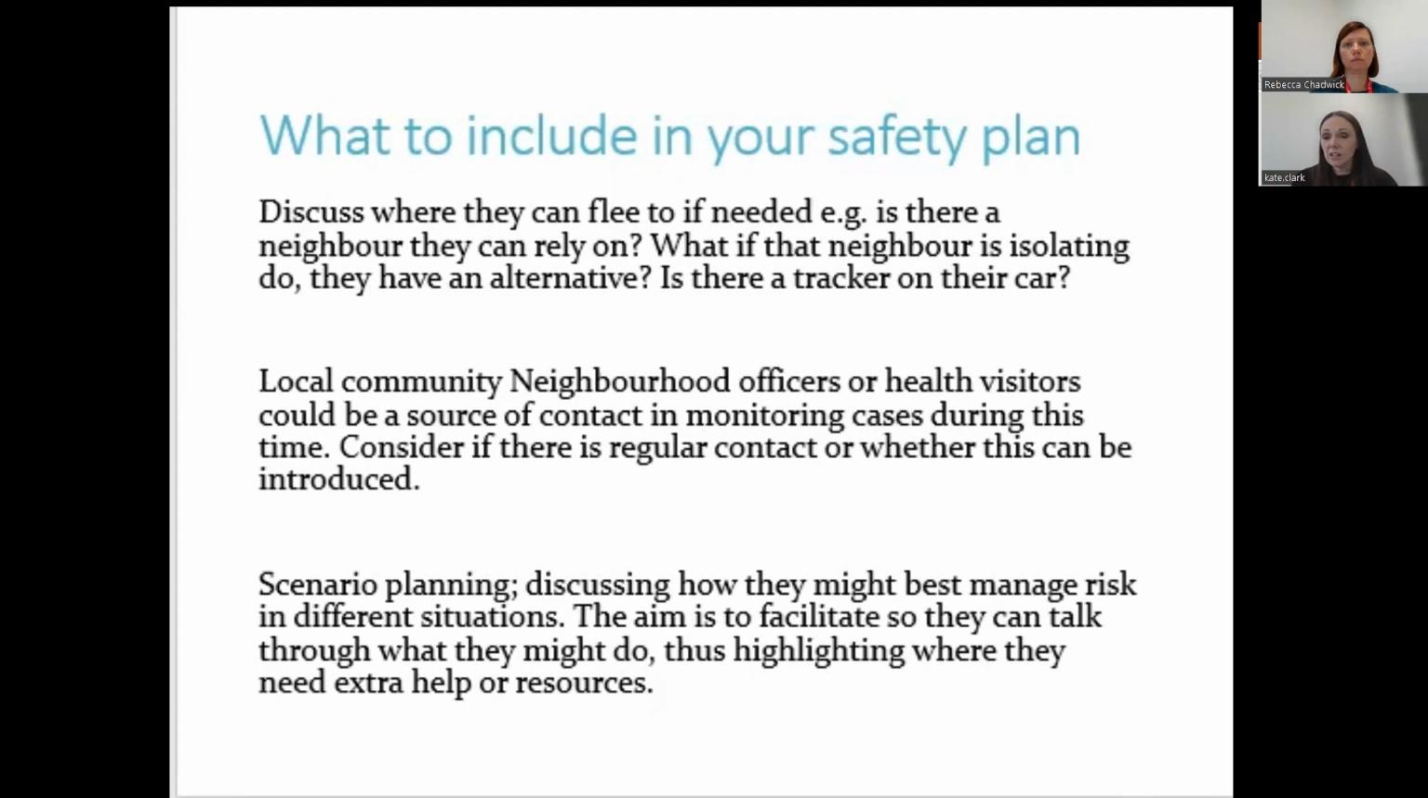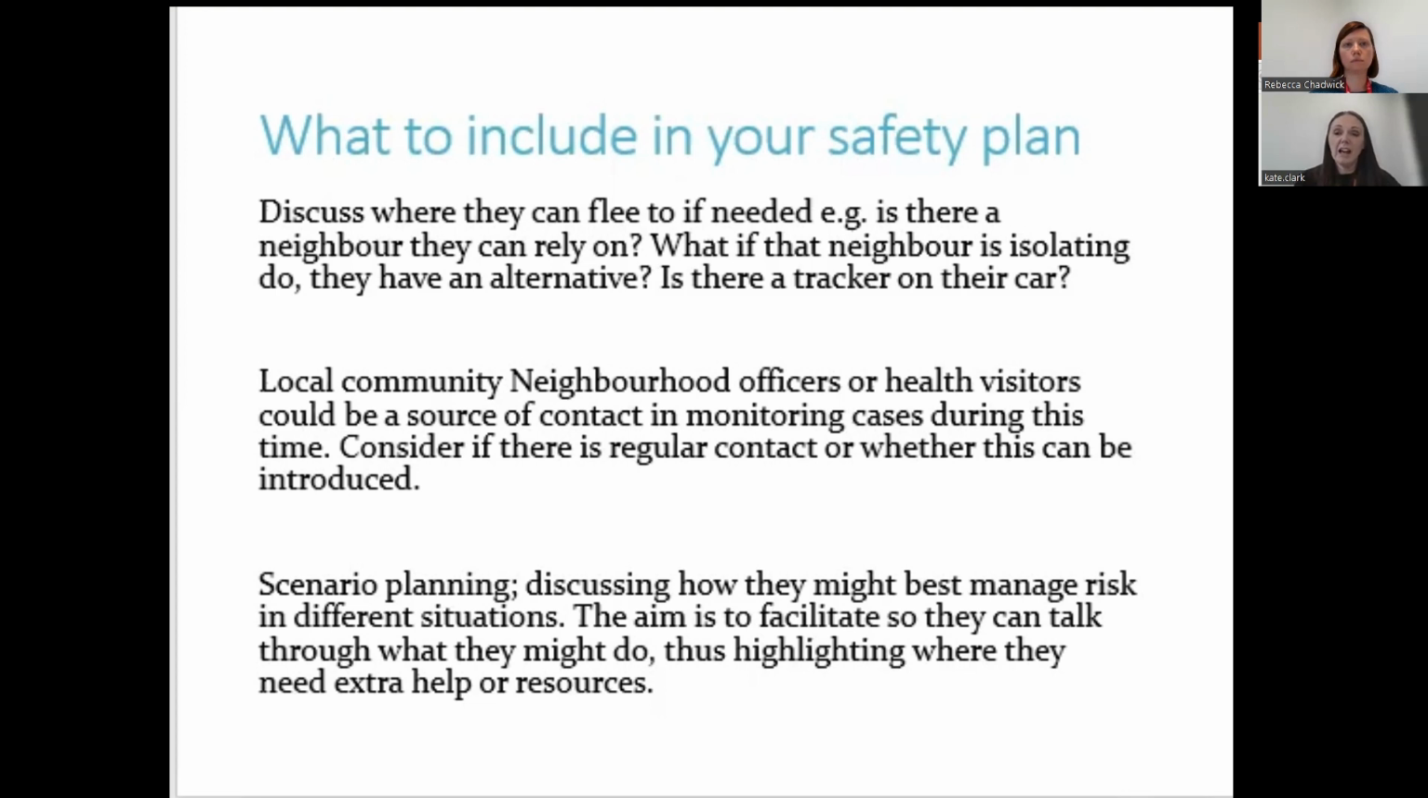Thinking about local community neighbourhood officers or health visitors, if there's young children in the property, that could be a source of contact. Especially people like health visitors, where it wouldn't be unusual for them to be contacting the family, because they would do that routinely as part of the job anyway. Any contact we could have from professionals that won't arouse suspicion is quite useful, and to discuss whether they're able to have regular contact with that person.